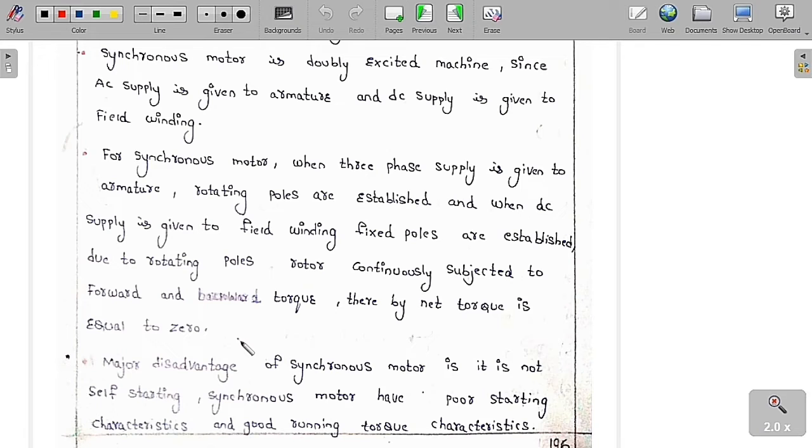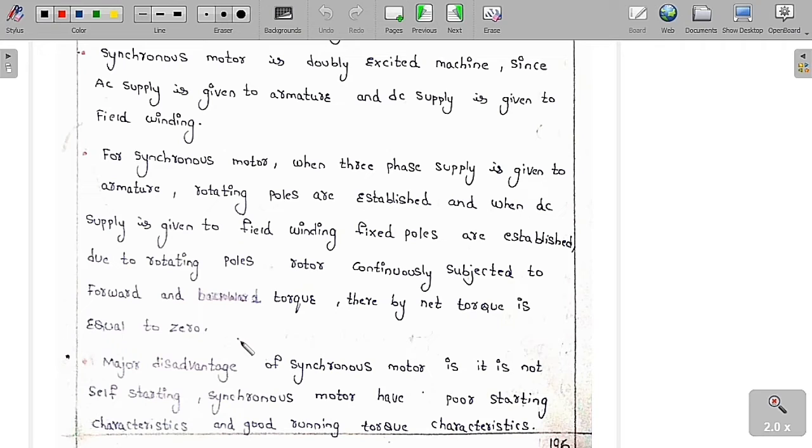That is the reason we add an extra winding called the auxiliary winding, only for the starting purpose. Because of that, the net starting torque is not equal to zero, so it produces the starting torque, and after reaching a certain speed, with the help of a centrifugal switch, we remove that auxiliary winding, because we don't need it after reaching a particular speed.